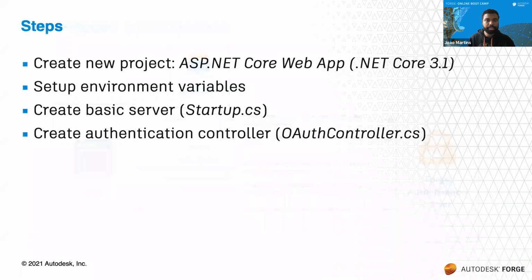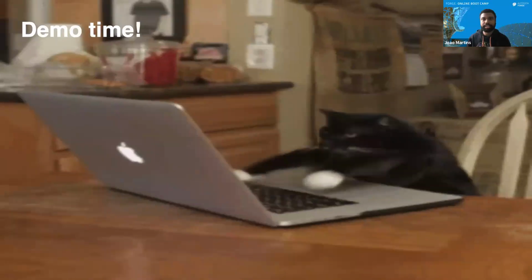Now we have the steps for this session. We need to create a new project using the ASP.NET Core Web App template. We are going to use .NET Core 3.1, set up the environment variables, and create the basic server. We are going to make some changes on startup.cs, and we are going to create the authentication controller. Let's go do it then.